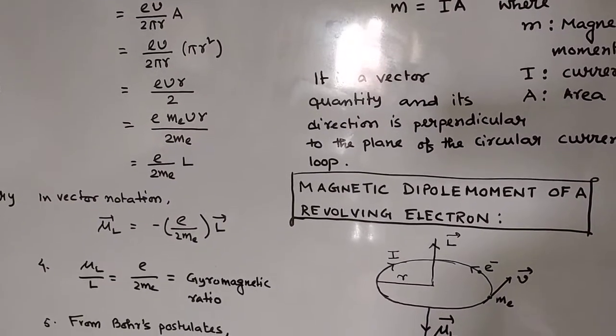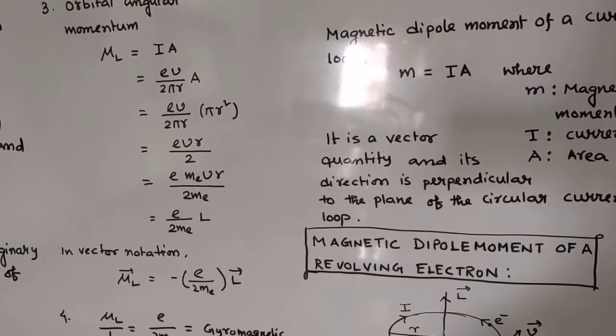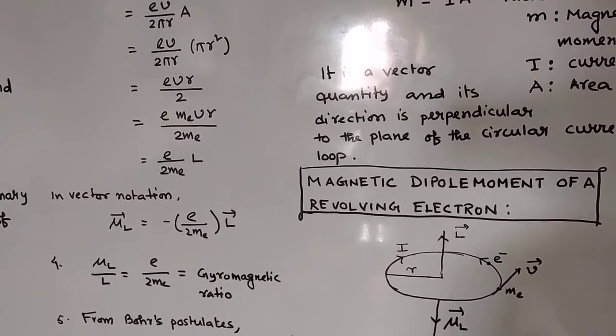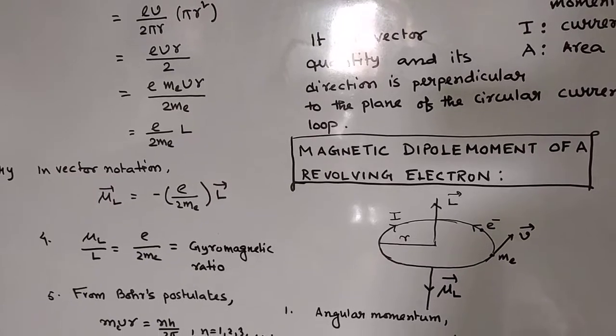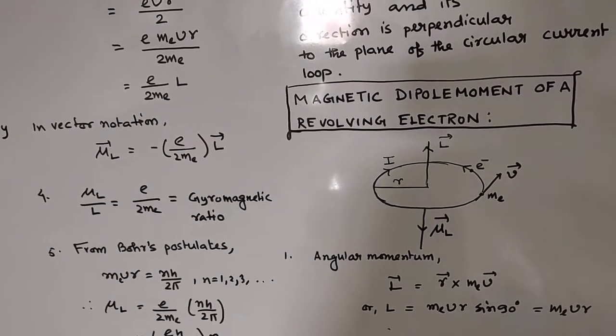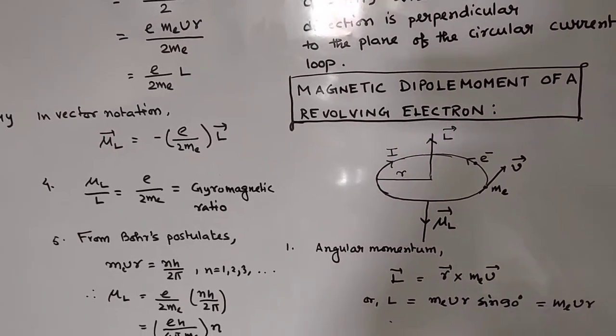Now if you consider this expression, mu L by L is nothing but e by 2 m_e. That is known as the gyromagnetic ratio. Sometimes it is asked to define the gyromagnetic ratio, so you have to use this expression number 4.